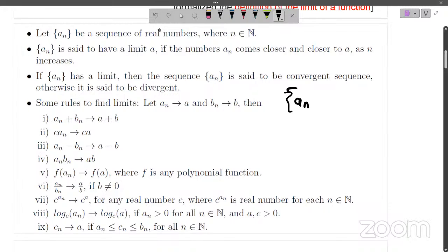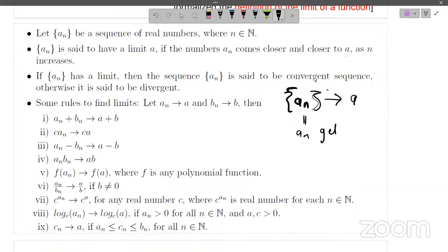If we have a sequence an, and we say that this an converges to a, or the an tends to a, if our term an gets closer and closer to a as our n goes to infinity. That is what is written here, that an is said to have a limit a if the numbers an come closer and closer to a as n increases.